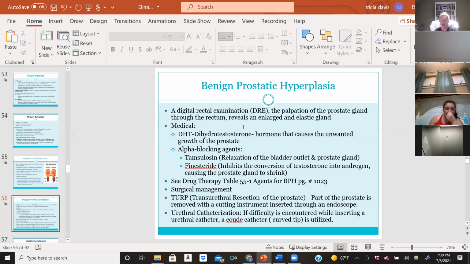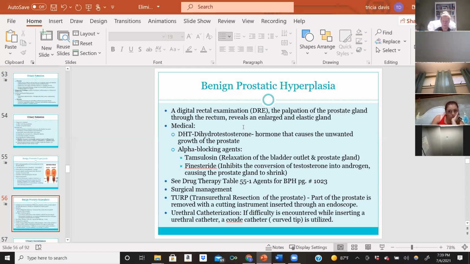Then we have finasteride, which works by inhibiting the conversion of testosterone into androgen, causing the prostate gland to shrink. You guys should take a look at page 1023, table 55.1, which talks about the different medications. We can also do surgical management.